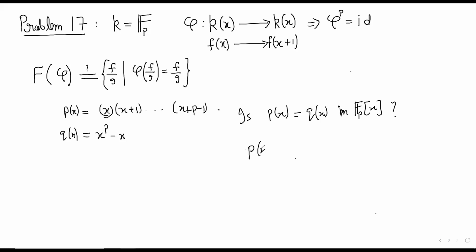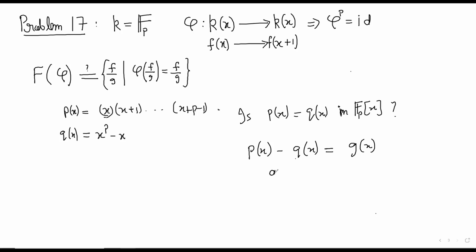If you have this p(x), I'm sorry, so you have p(x) minus q(x). Let's call this g(x). So we have basically proved that g is a zero polynomial, haven't we?